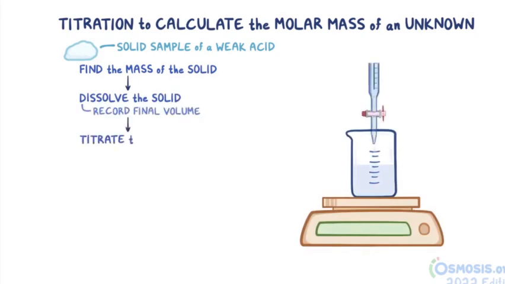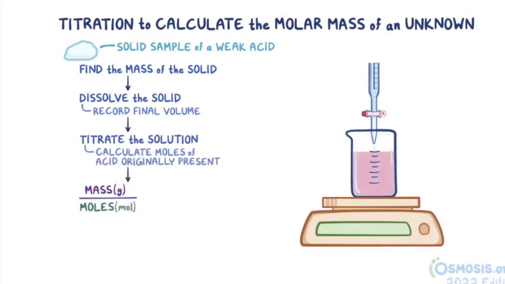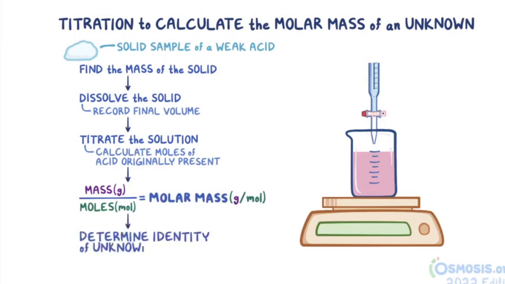We can then titrate the solution and calculate the moles of acid that were originally present. Since we know the mass and moles of the weak acid, we can divide the mass by the moles to get grams per mole, which is the molar mass. Since we know the molar mass, we can determine the identity of the unknown acid.